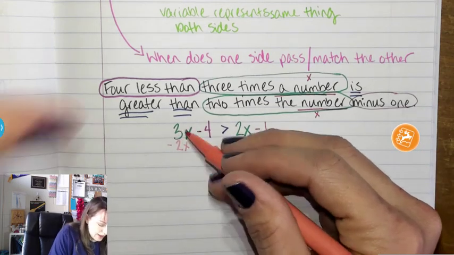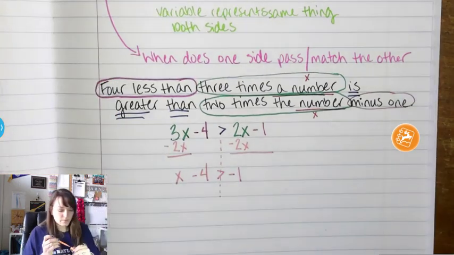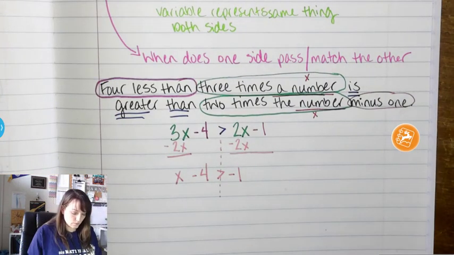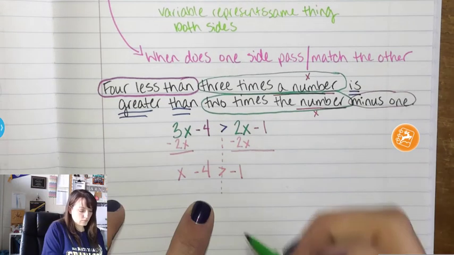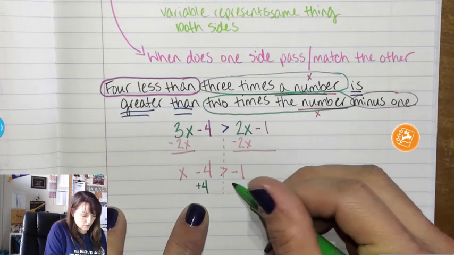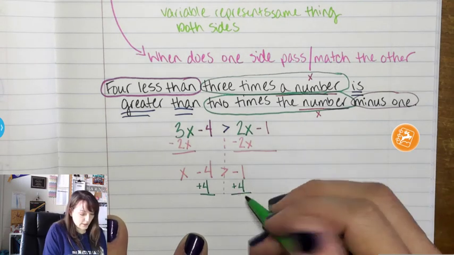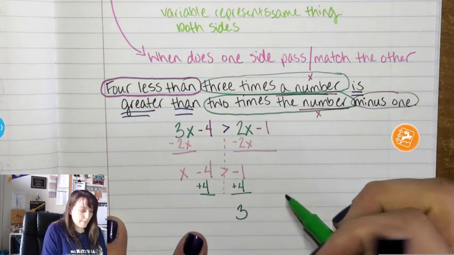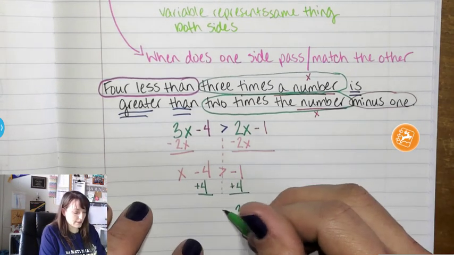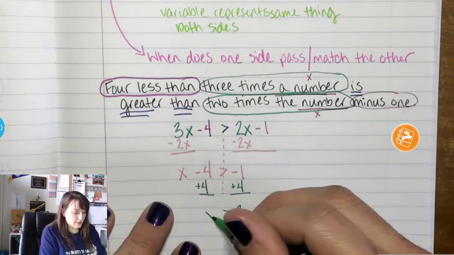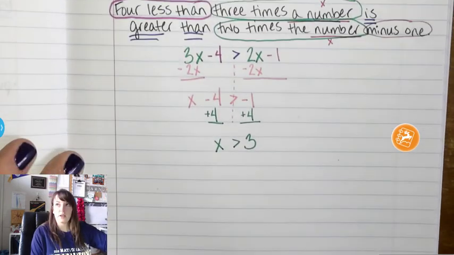And now here I've got x minus 4. What's next? Add 4. And -1 plus 4 is? Did I multiply or divide by a negative on both sides? No. So I keep this greater than sign. And over here I have x. So x is any number greater than 3.